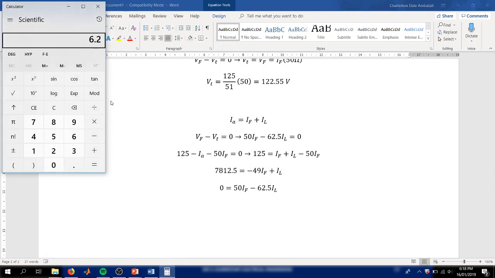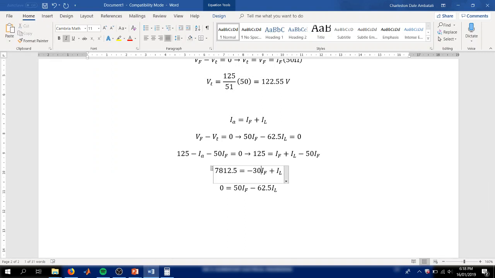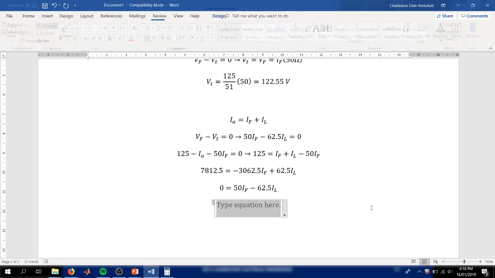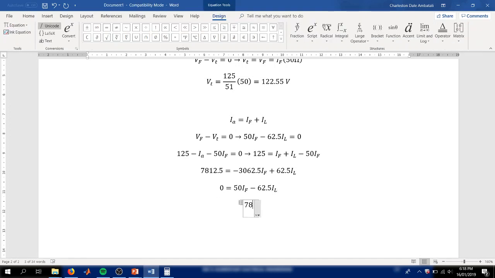and 62.5 times 49, you'll end up with 3062.5, and you'll have 62.5 right here. So we add these two equations. If we add them, that's 7812.5 equals, so you add this to this, you'll get negative 3012.5.